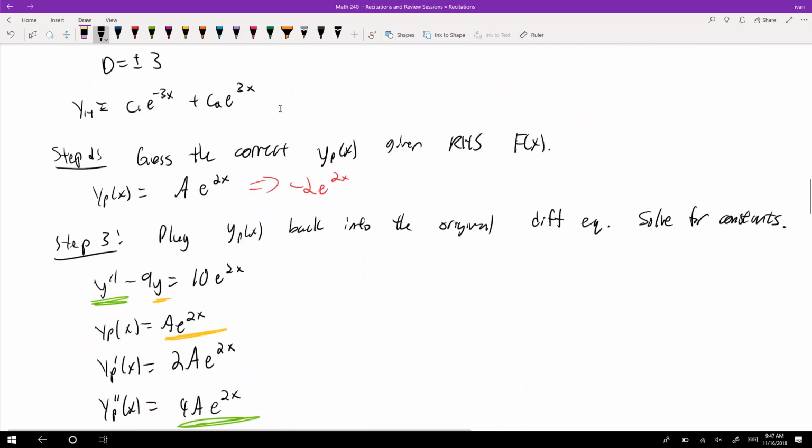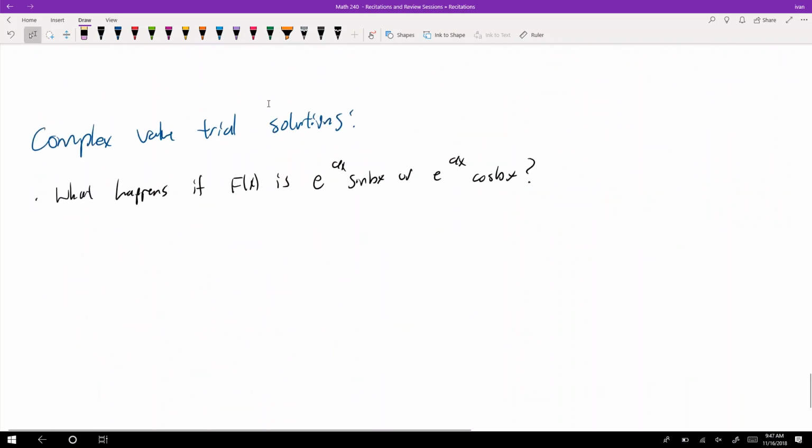So what we can do instead is the following. We can use a complex value trial solution. So for example, if you have, is this the one I wanted to do? I had one I wanted to do. One second. Okay, I guess this is the only one I can do. So let's say I have the following. y double prime minus 2y prime plus 5y is equal to 8 e to the x sine 2x.